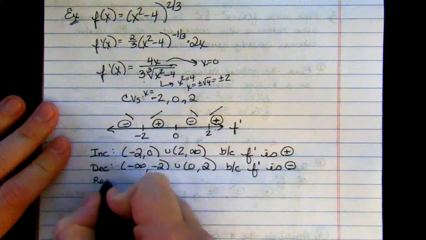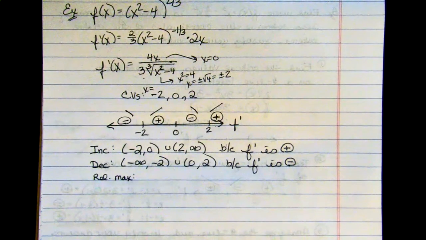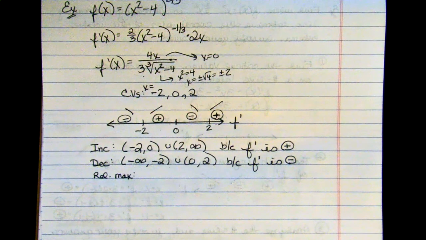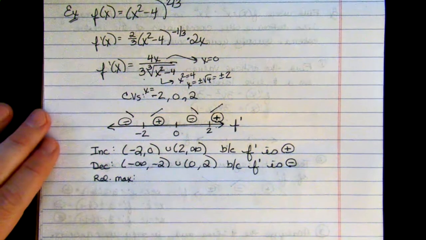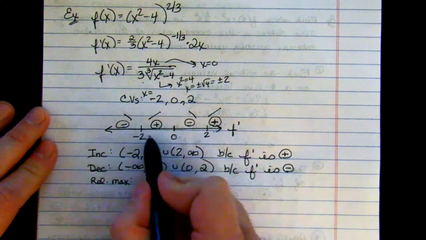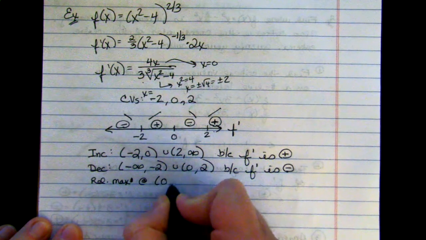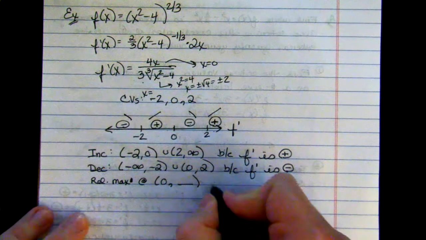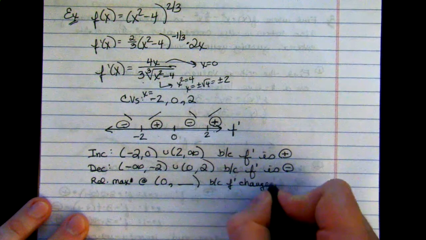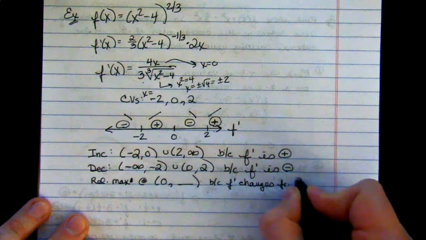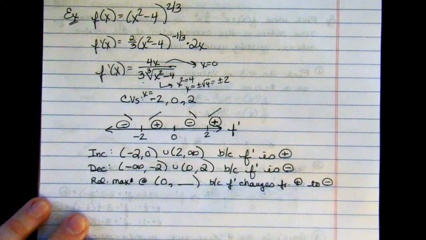Continuing, see if you can figure out where we have a relative max, the coordinates, and same with the relative min. Let's see, it looks like I have a relative max at x equals 0, comma, I'll find my y coordinate in a moment, because f prime changes from positive to negative. Looks like a relative max over there.